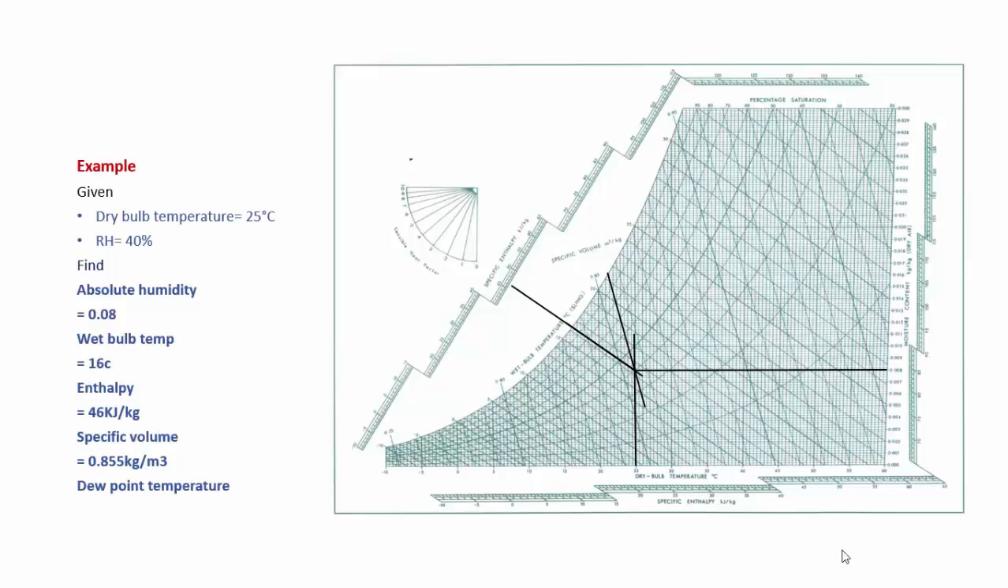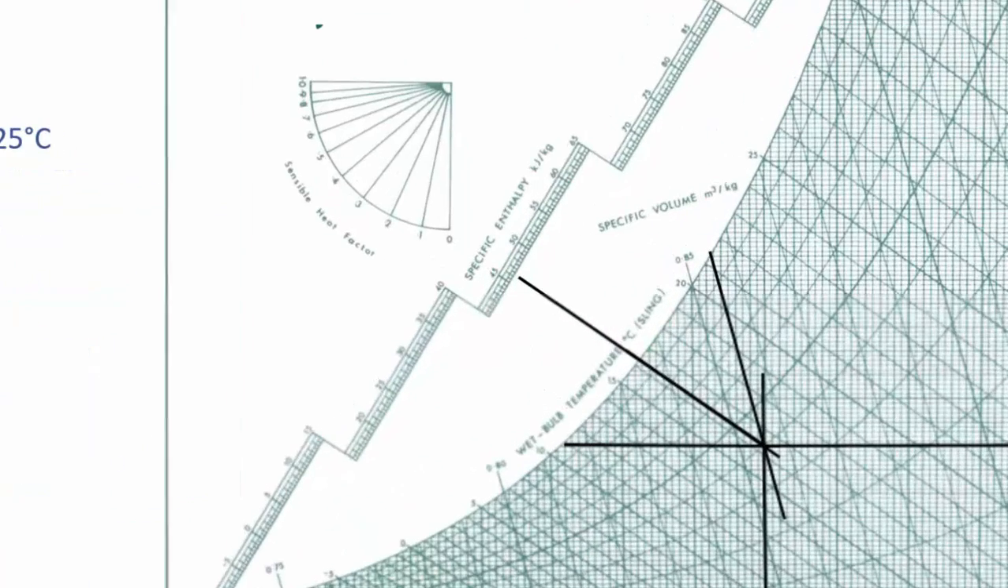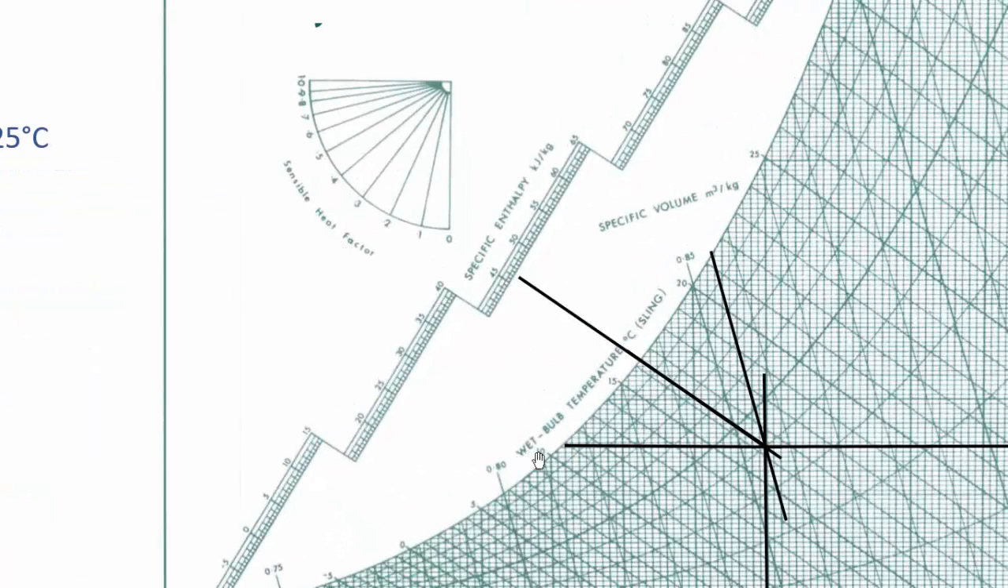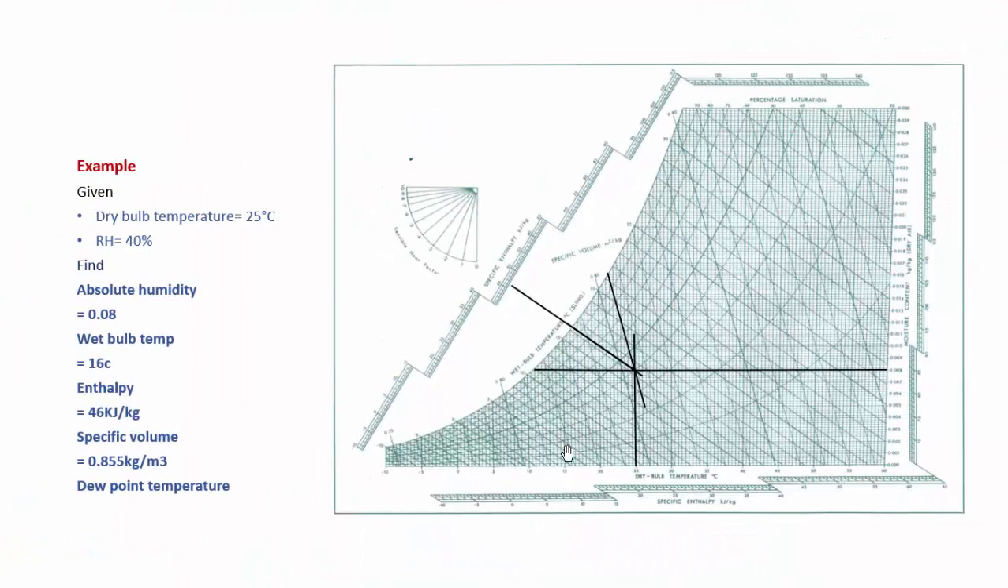After the specific volume, if you want to determine the dew point temperature, it is represented here, and you require a horizontal line from the dry bulb temperature and relative humidity intersection point. So if you draw a horizontal line here, you'll see that the saturation temperature, or the dew point temperature, would be around 11 degrees centigrade. So the dew point temperature will be 11 degrees centigrade.